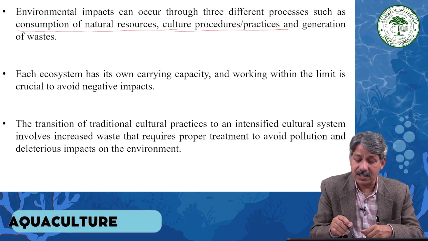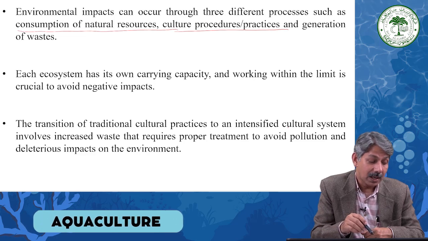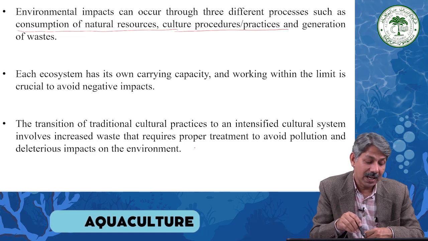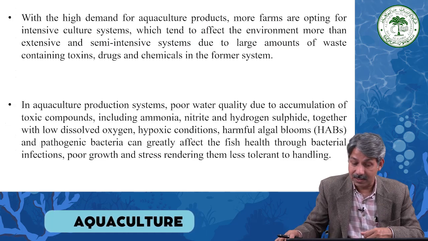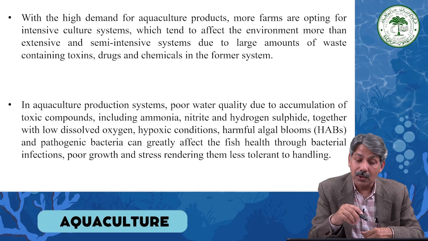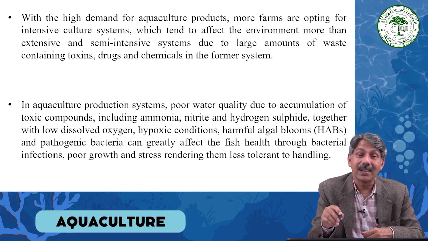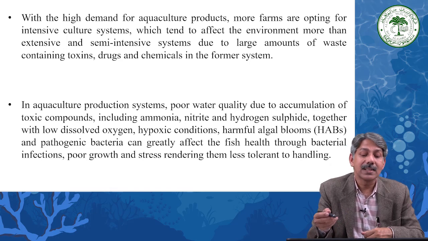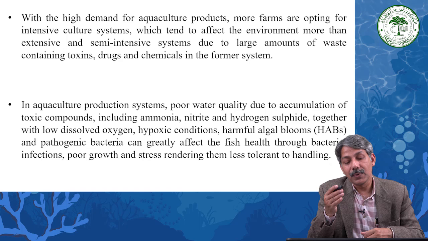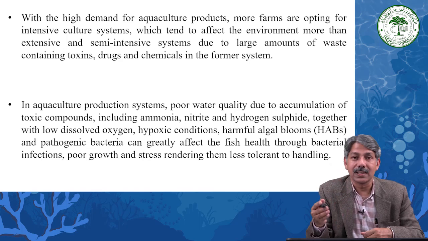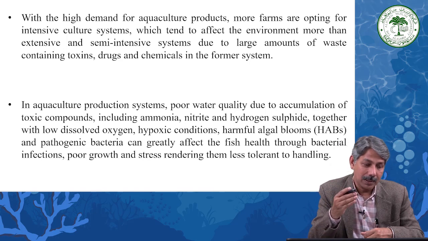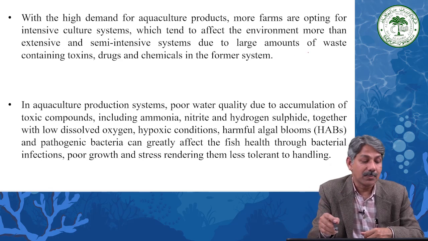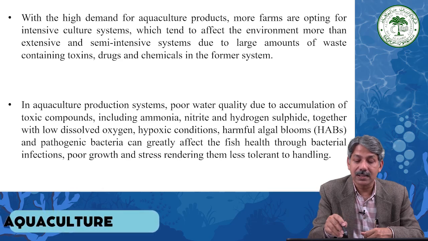The transition of traditional culture practices to an intensified culture system involves increased waste that requires proper treatment to avoid pollution and deleterious impacts on the environment that we have discussed a lot. With the high demand for aquaculture products, more farms are opting for intensive culture systems that we know tend to affect the environment more than extensive and semi-intensive systems. Of course, when we move towards intensification, then the damage to the environment also increases accordingly due to large amounts of waste containing toxins, drugs and chemicals in the farm system.